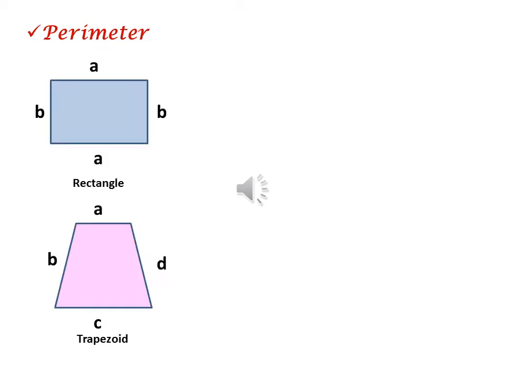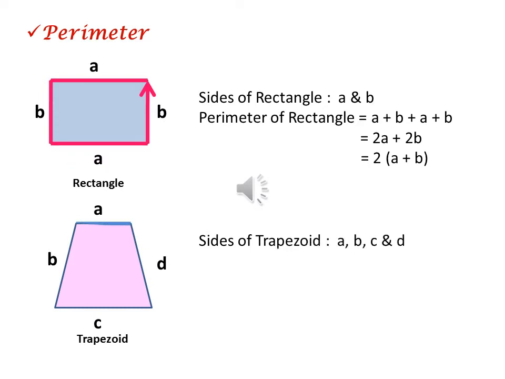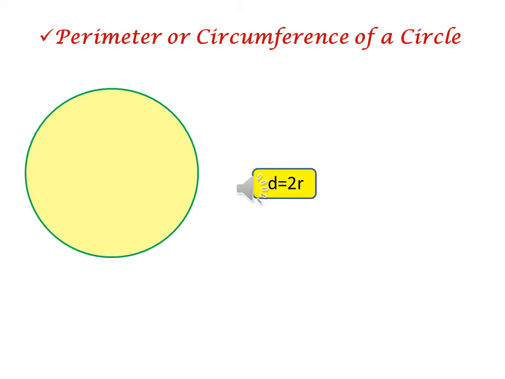Now let's see how to calculate the perimeter of a rectangle and trapezoid. A rectangle contains four sides, so its perimeter will be a plus b plus a plus b, that is equal to 2(a plus b). And for a trapezoid, the sides are a, b, c and d, so the perimeter of a trapezoid will be a plus b plus c plus d.